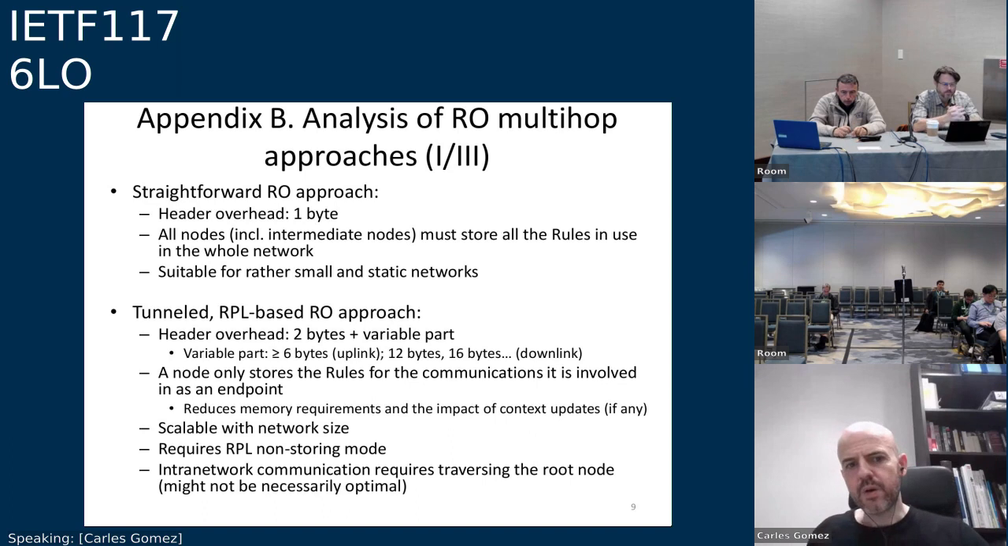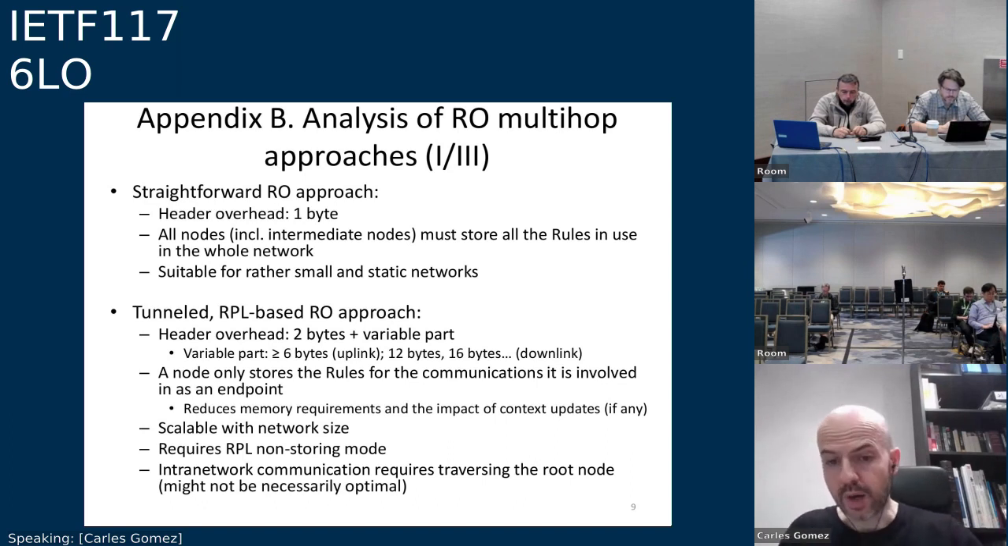Then the second approach is the tunnel RPL-based route over approach. This one was designed to avoid the issues of the first one, so that in this case, a node only stores the rules for the communication it is involved in as an endpoint. So this reduces the memory requirements and the impact of any SCHC context updates, if any. So it is more scalable with network size.